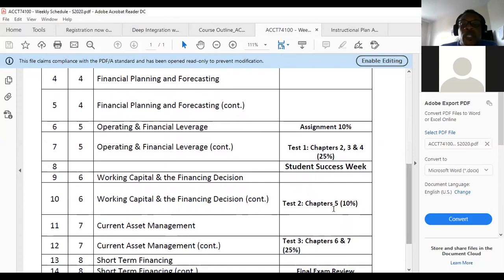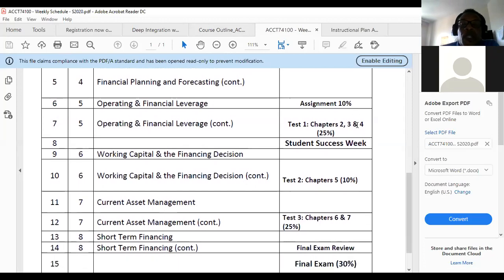And week 6, we'll have an assignment for 10%. That's our first piece of assessment. Then week 7, we'll have our first test, and we're going to do 3 tests for this course. We're going to have the first one on week 7, and it will cover chapters 2, 3, and 4 before we go off for the student success week. That's for 25% of your grade.